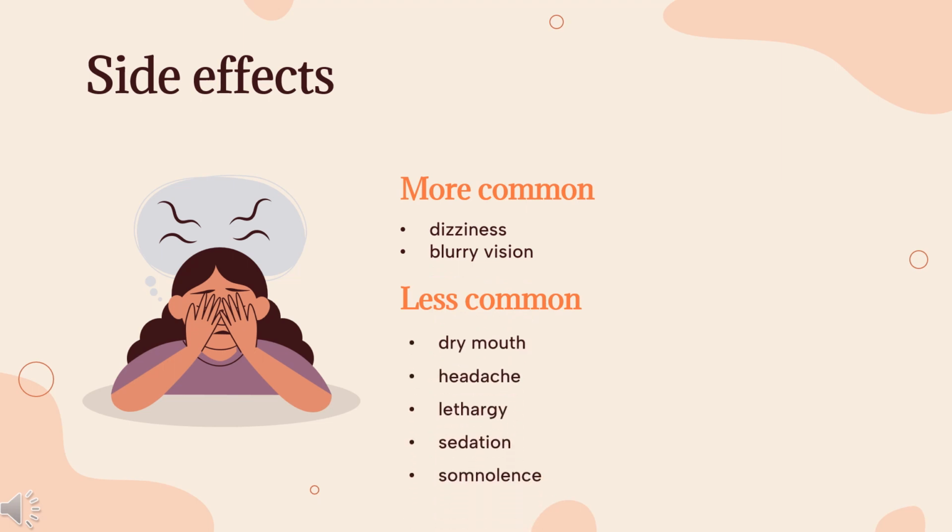Side effects. Common side effects of Phenelzine may include dizziness, blurry vision, dry mouth, headache, lethargy, sedation, somnolence, insomnia, anorexia, weight gain or loss, nausea and vomiting, diarrhea, constipation, urinary retention, mydriasis, muscle tremors, hyperthermia, sweating, hypertension or hypotension, orthostatic hypotension, paresthesia, hepatitis, and sexual dysfunction, consisting of loss of libido and anorgasmia.